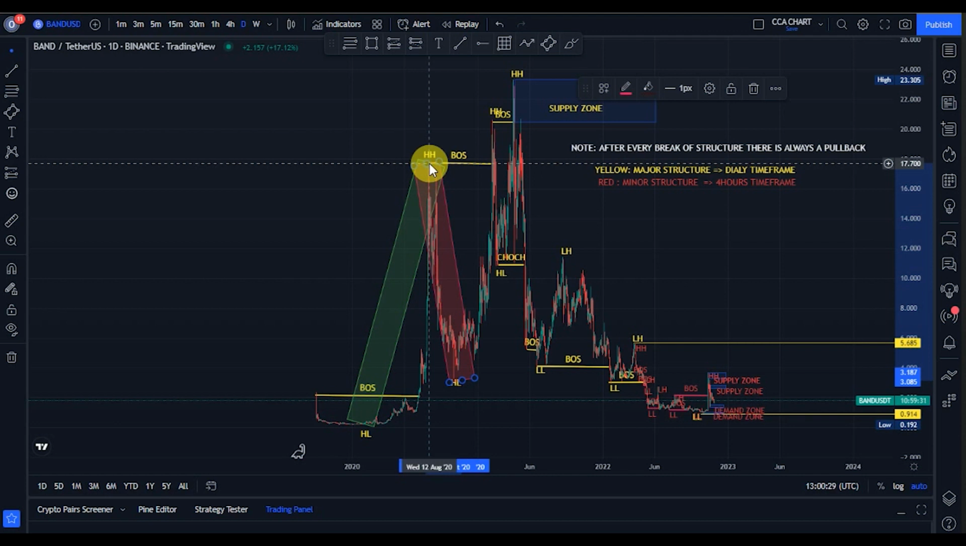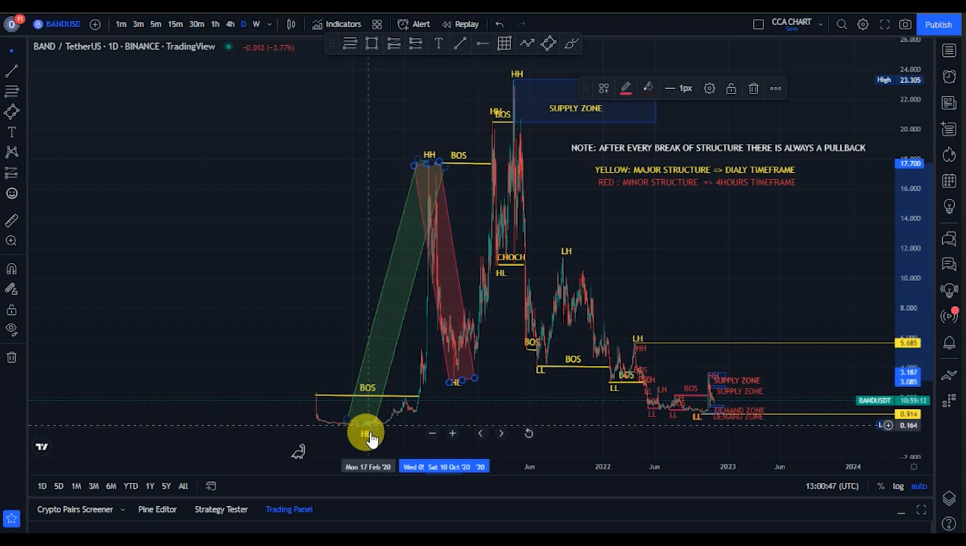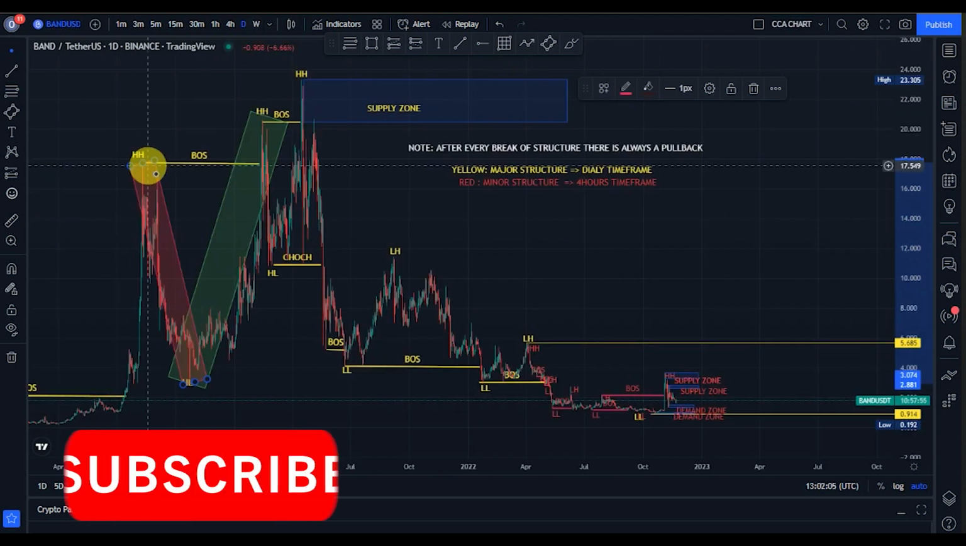$17.7. Guys, from there, remember, they just broke structure to the upside, and after a break of structure, what do we expect? We expect a pullback. Sure, the bears came back, took the price from that $17.7, took it back down to about $5.6. But guys, remember, as long as this lower high is not taken out, we should expect more break of structure to the upside.